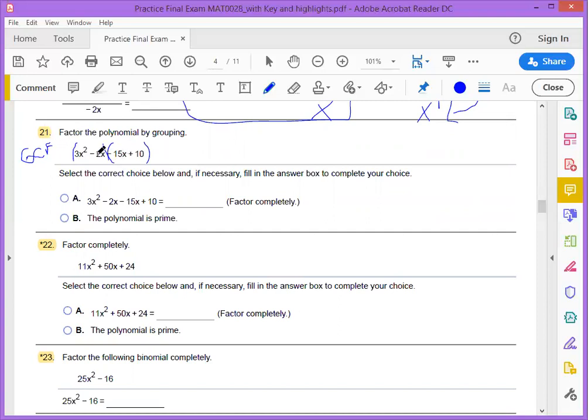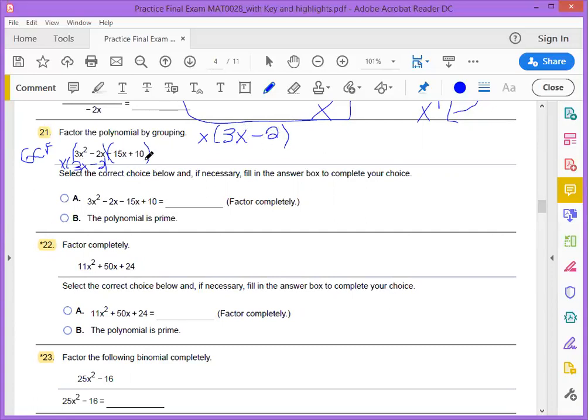Here, I have 3x squared in the first parentheses minus 2x. So what can I factor from both of these? I can factor out an x. If I factor out x, I'm left with 3x minus 2 in parentheses. All right, so that first set of parentheses, we factored out an x. We have 3x minus 2 in parentheses.